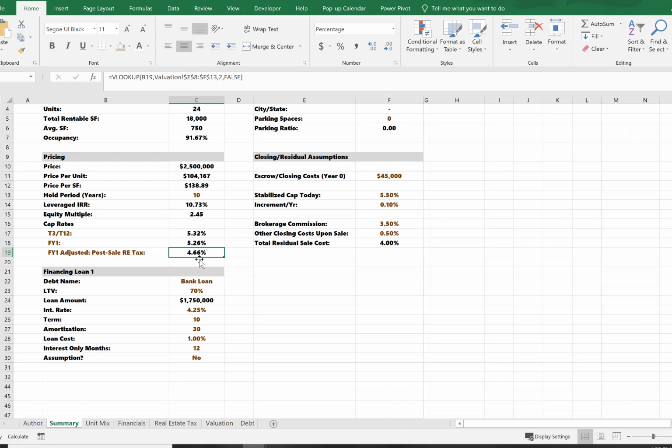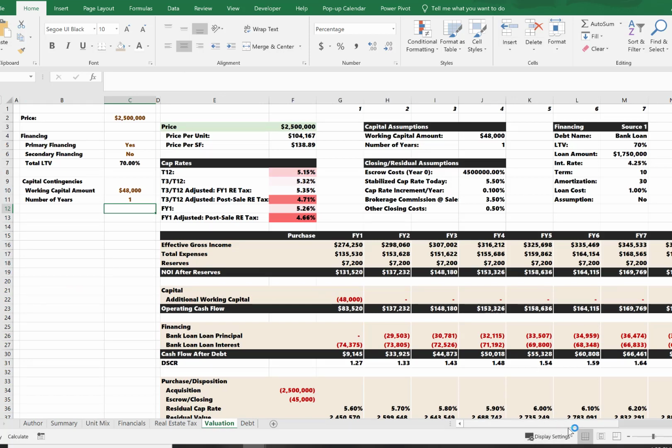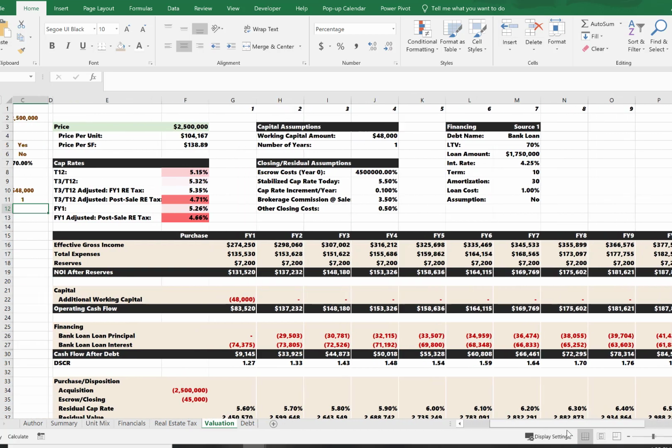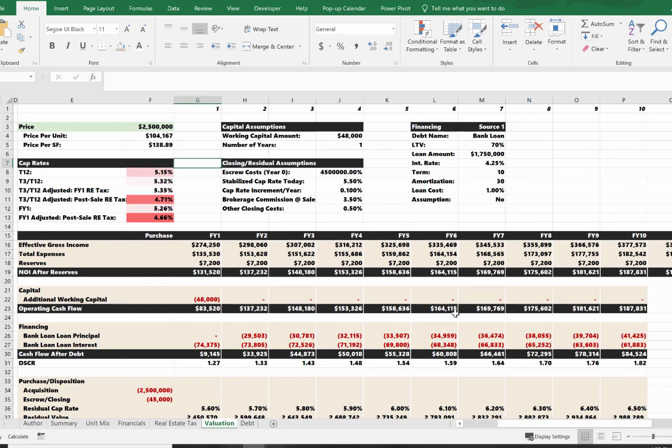So let's go back to the valuation tab and just scroll over and summarize some of these metrics here. It summarizes the price above, the per unit, the per square foot, and then it has all these cap rates. And I use some conditional formatting so you can see with the T12 and the T3, T12, how much the real estate taxes will adjust that cap rate, and it turns into that dark red. Just so you're aware that if you're buying a deal significantly above the assessed value, there's some risk there.